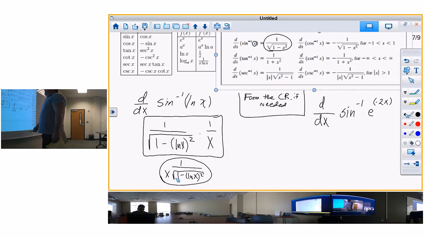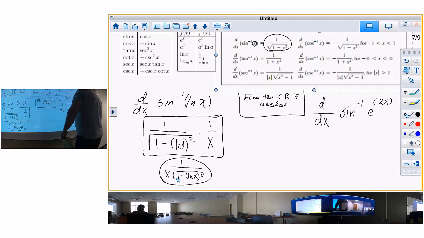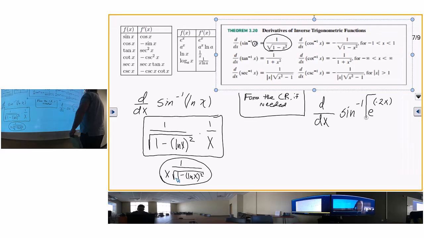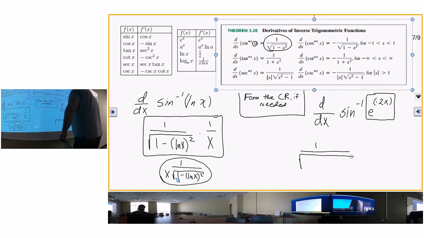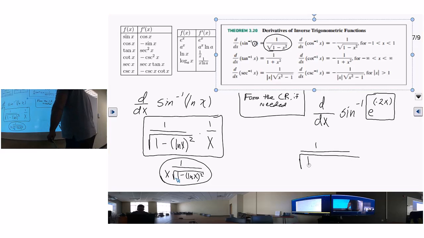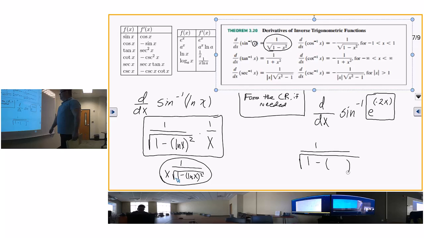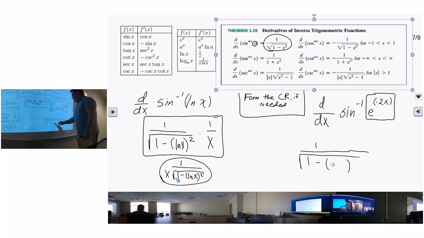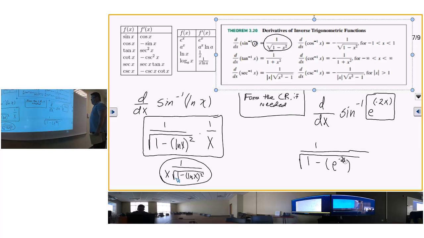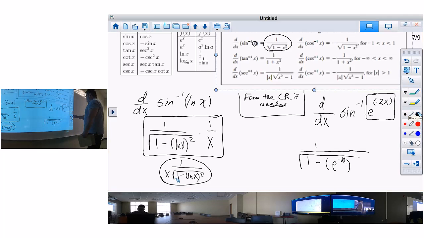So here is my x right there. I'm just going to rewrite this: 1 over the square root of 1 minus parentheses squared. And of course, that's what I do. Water walkers don't have to do that, but I do. And that's e to the negative 2x. And then I'm going to multiply, and I'm going to do this.